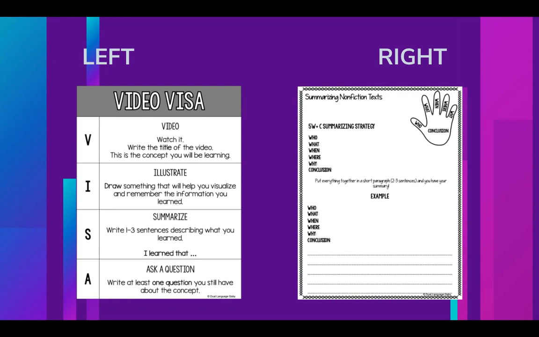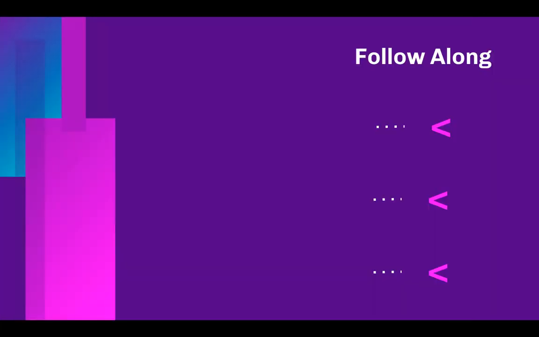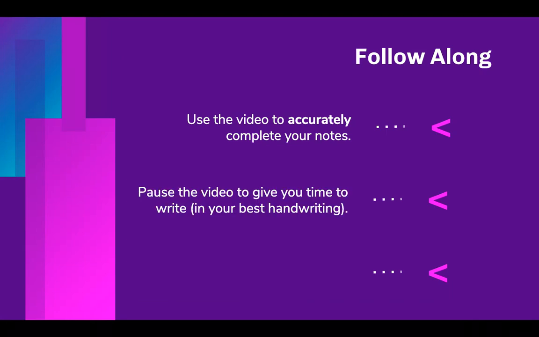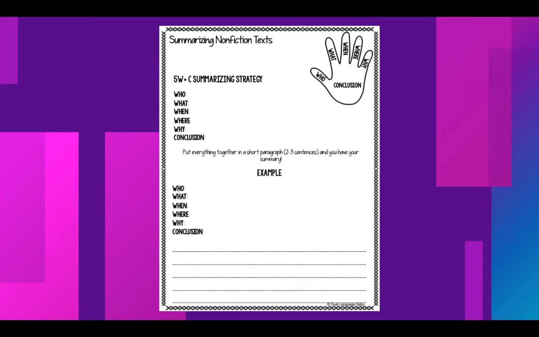Before we start, make sure you have your video visa on the left side of your notebook, ready to use to reflect on the video once you're done, and that you have your note taker on the right. Make sure you're following along and that you're using the video to accurately complete your notes. Make sure you pause the video to give you time to write in your best handwriting, otherwise it's no use to you later. And rewatch the video at least once just to make sure that you didn't miss anything while you were pausing to write.